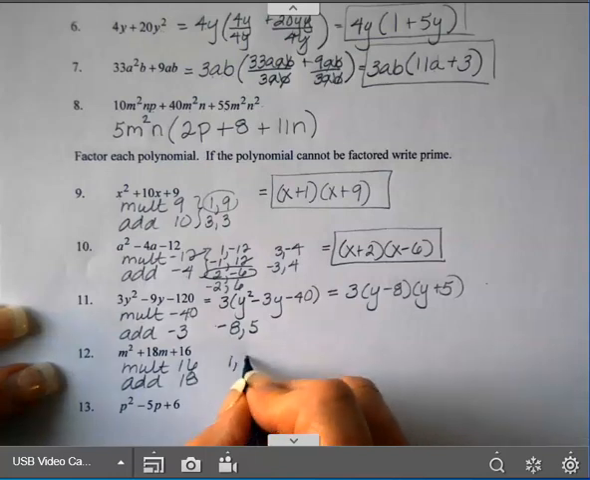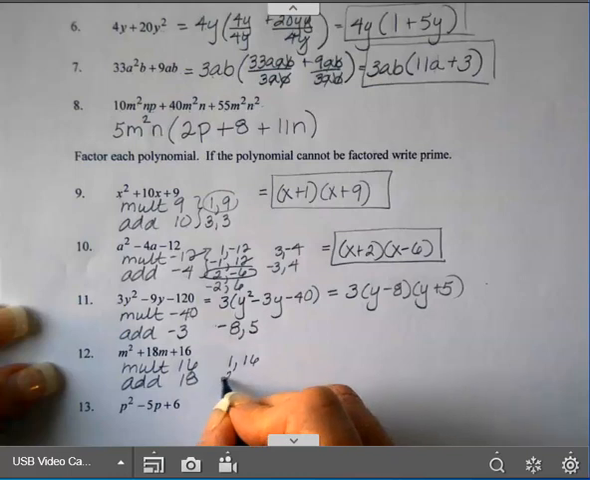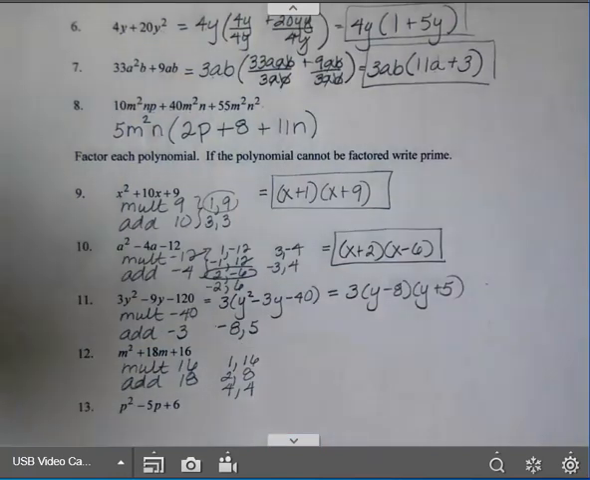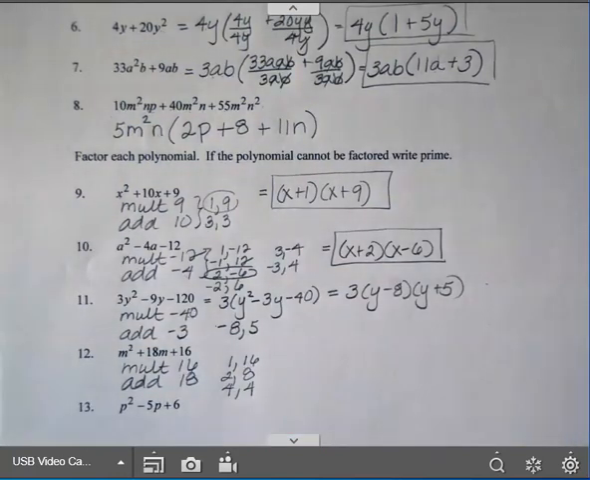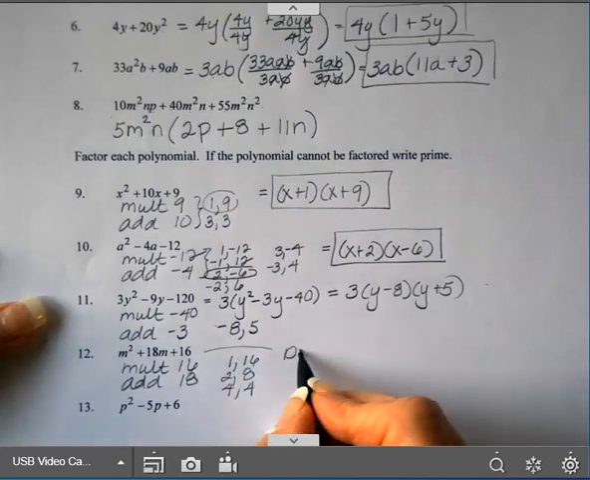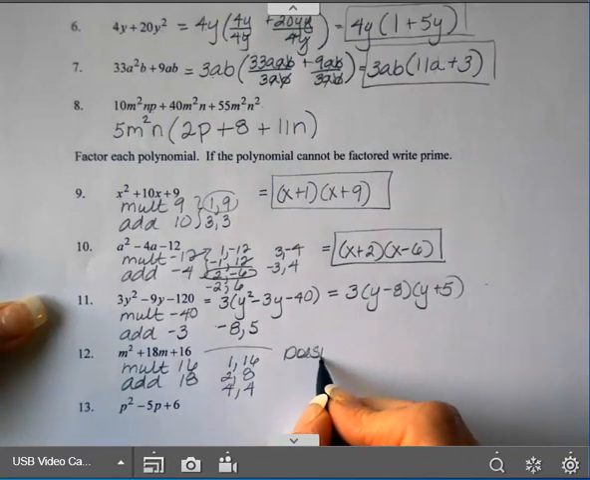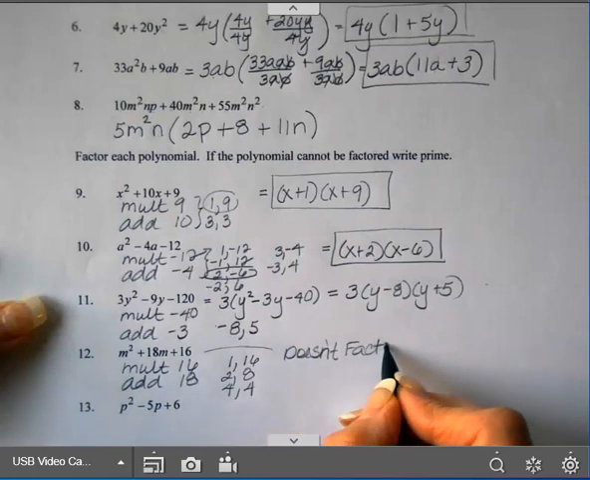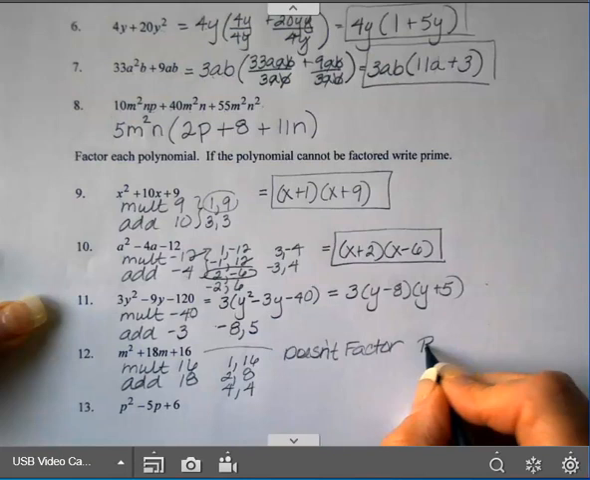So you've got 1 and 16. You've got 2 and 8. 3 doesn't go into 16. 4 and 4. Those are all of the pairs that multiply to 16. Unfortunately, none of those add to 18. So this does not factor. This problem is prime.